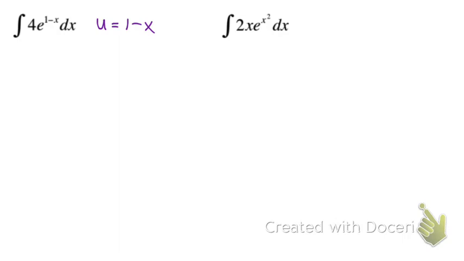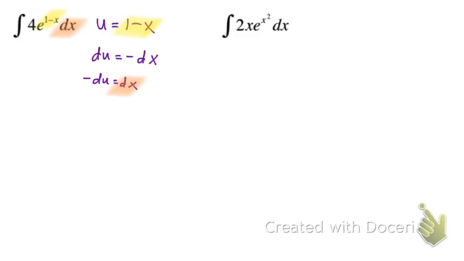So we're going to do the same thing here typically. So u is equal to 1 minus x. du would be equal to negative 1 dx. I don't need that negative, so I'm going to move it over. Negative du is equal to dx. I don't need this 4 either, so when I rewrite this, let me do some highlighting so you guys can see this. The 1 minus x is going to be replaced with u. The dx is going to be replaced with negative du.